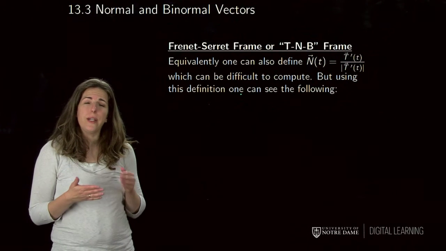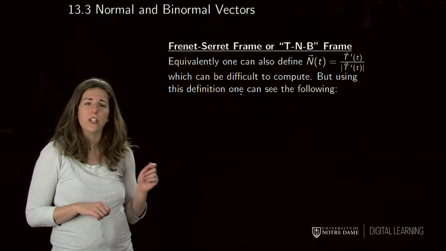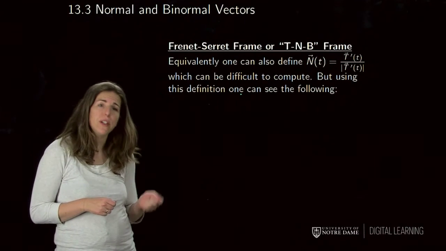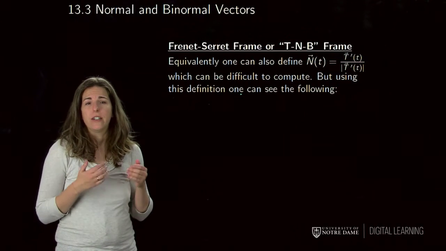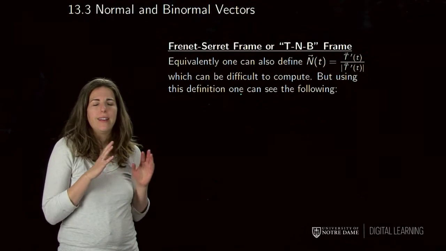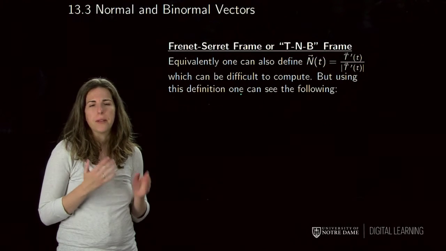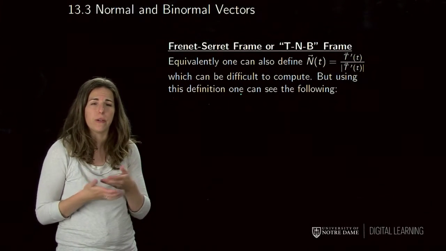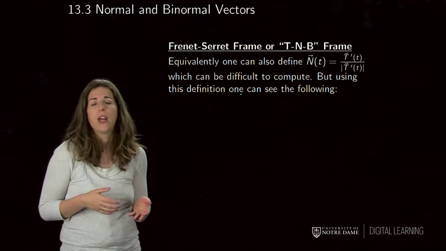Equivalently, we can define the unit normal using this formula here, which is actually the formula your book is going to first give you: it is the derivative of the unit tangent divided by the length of the derivative of the unit tangent. Now, this doesn't look like a very complicated formula, but the problem is that you really have to leave the unit tangent as a function of t.